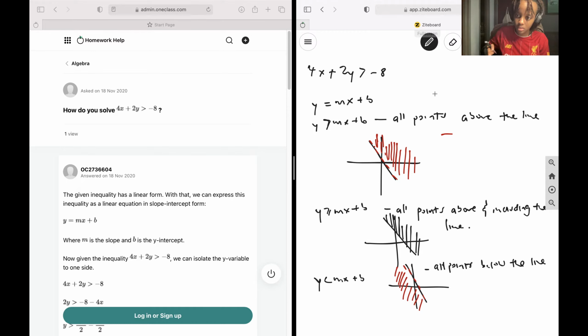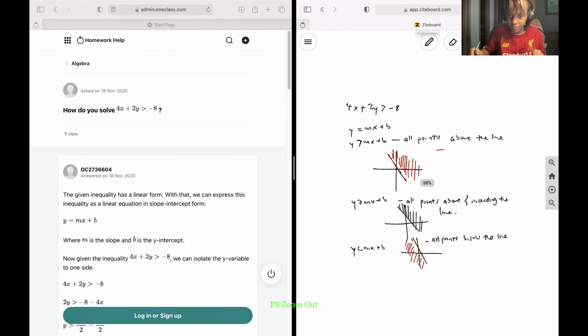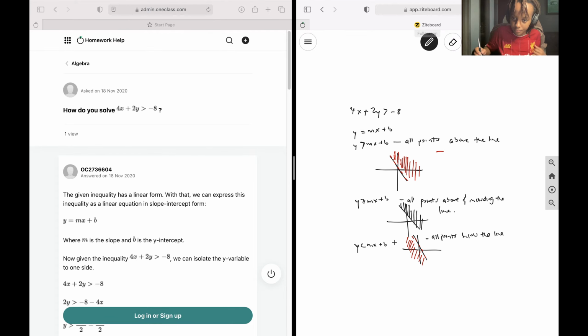And then lastly, we are going to have y is less than or equal to mx plus b. And now we will include the line and all points below it because y is less than or equal to, and when it's equal to, it is the line.